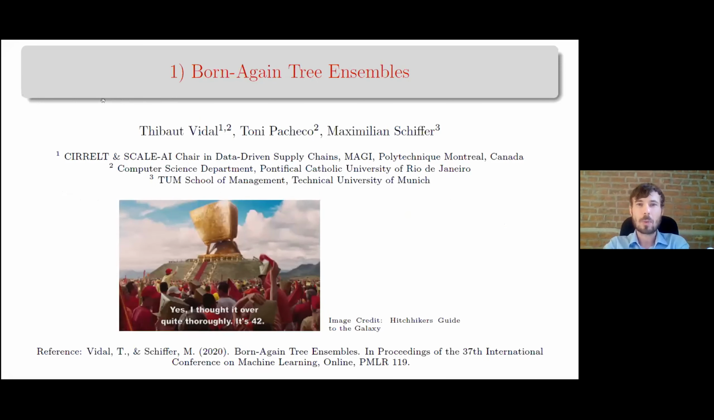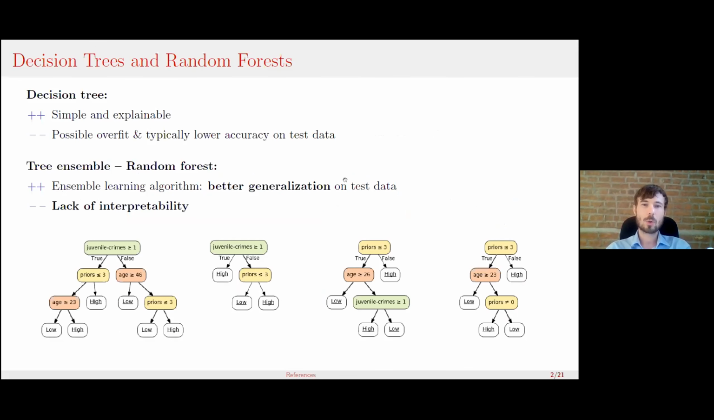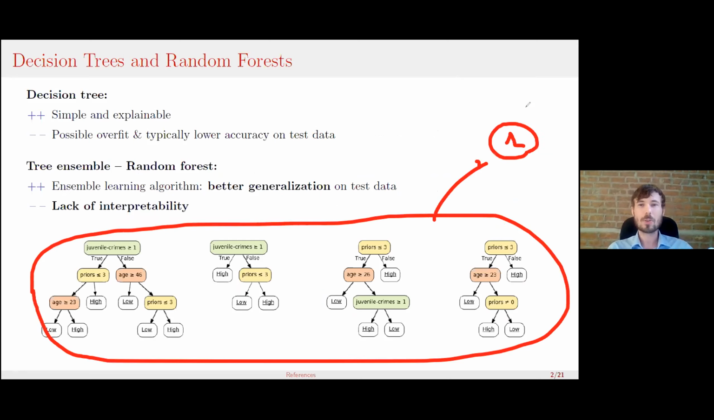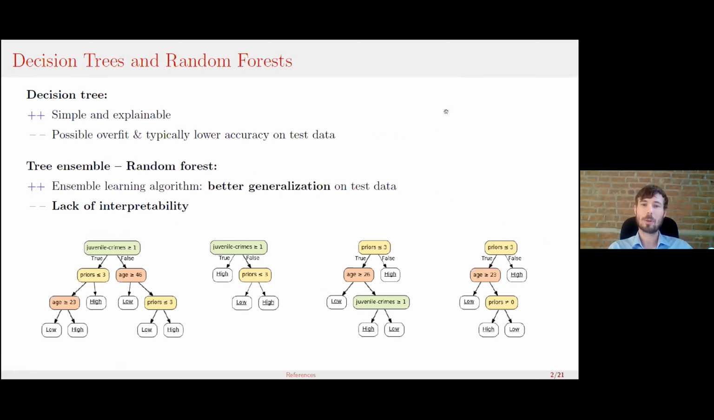So the first work that I want to show to you is called Born Again Tree Ensembles. That's a work we did last year and that was submitted and accepted in ICML. And the goal of this work is to transform a random forest, which is something that we would say is quite complex because you have the collective decision of many trees, into a single tree, just one. And I want this tree to be as small as possible, and I want the behavior to remain the same.